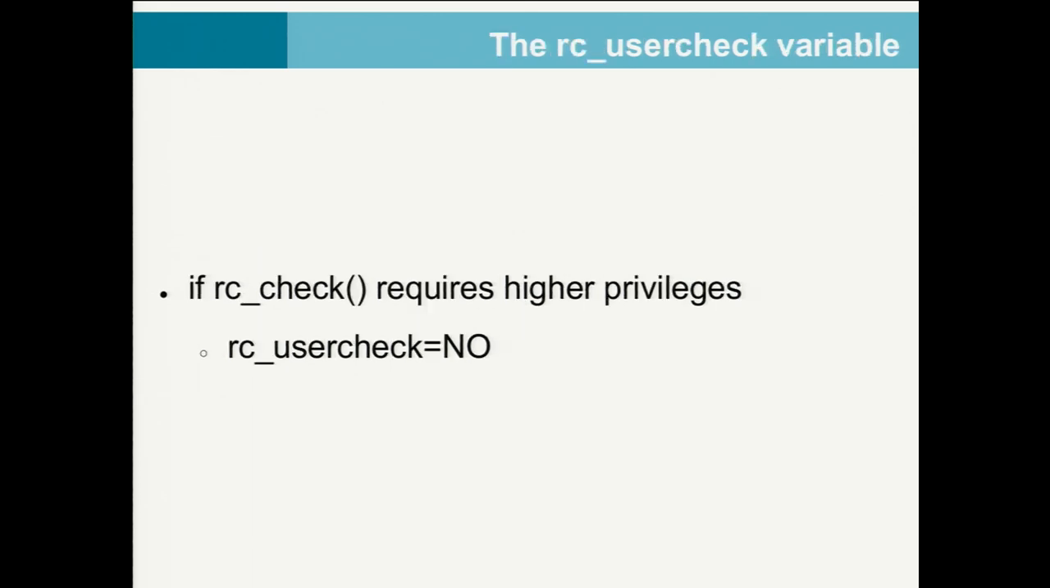We have the rc user check variable. As I mentioned earlier, check is the only action that does not require a higher privilege to be run. That is not true in some situations. If I remember correctly, there are a couple of things like Samba, for example. I think we use smbcontrol, something like that, to check whether it's properly running or not. And that has to be run as root, in which case we add this to the rc.d script so that when you try to run it as a regular user, it will tell you that you cannot do that.